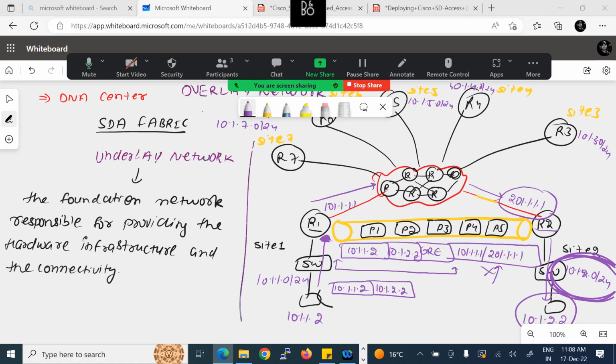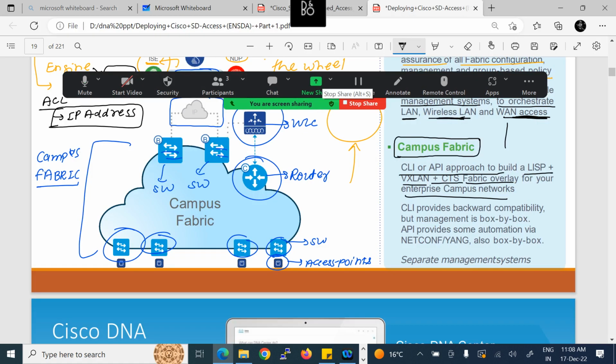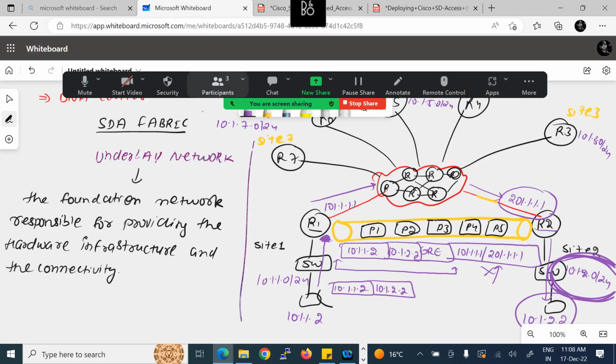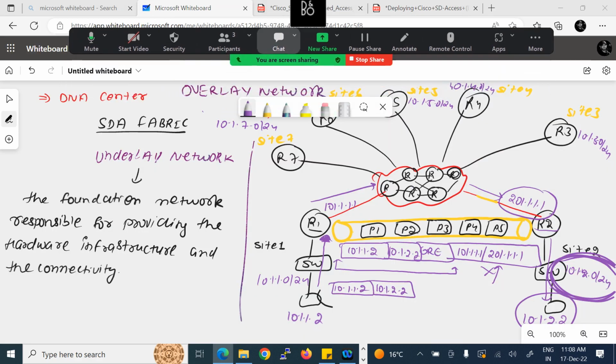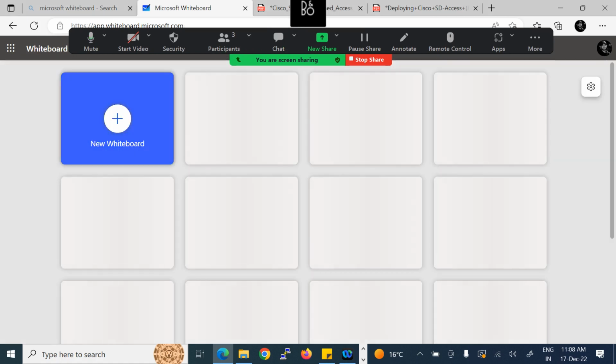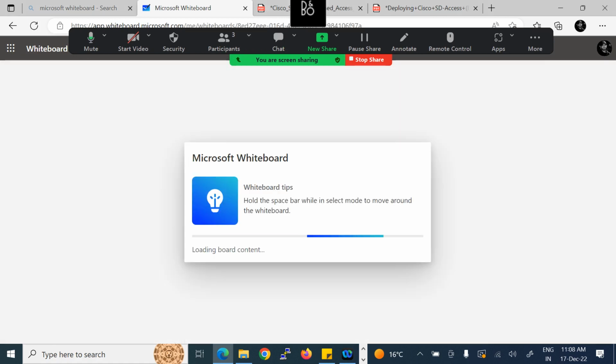Right, Nitesh? So in this, I was talking about CLI API to build a LISP VXLAN. For that, let me discuss the traditional approach, the problem we are facing in the network nowadays.